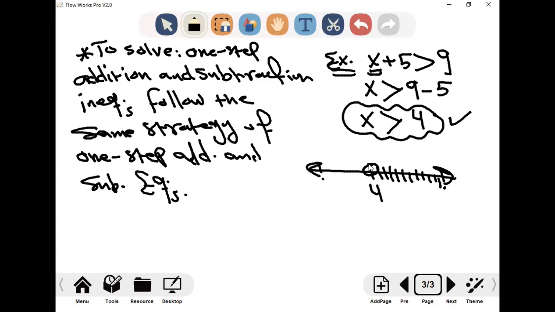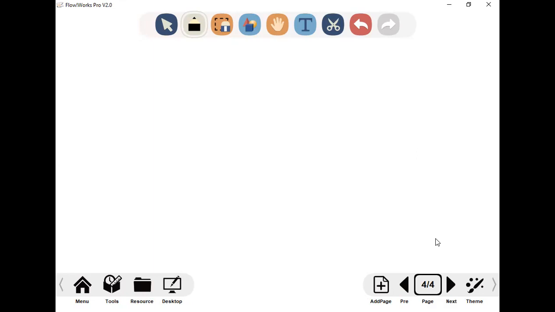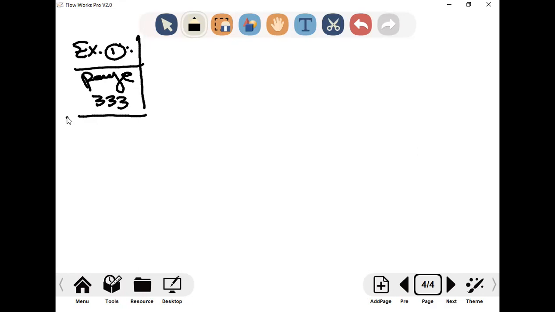Let's do example 1. We are on page... Solve x plus 3 is more than 10. Check your solution, then graph the solution set on a number line. What's the meaning of solution set? It means a group of solutions, not one solution like the equation. Infinitely many solutions.